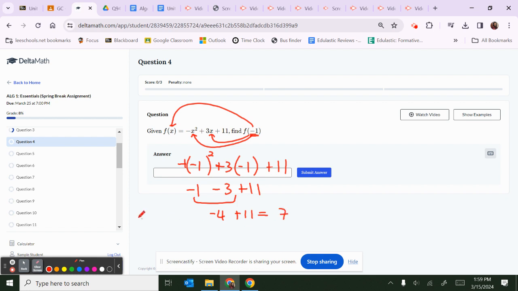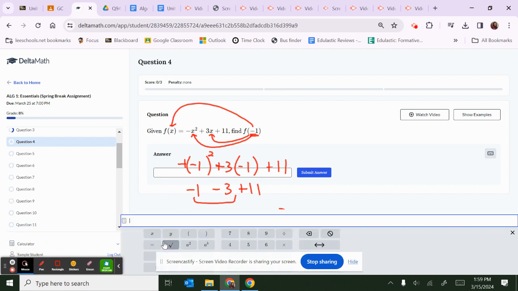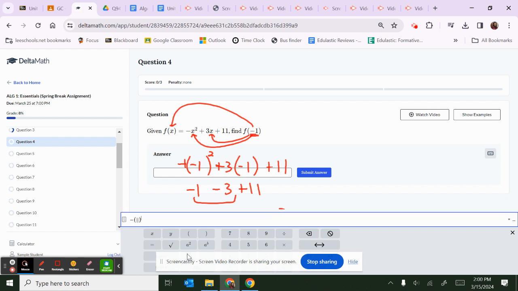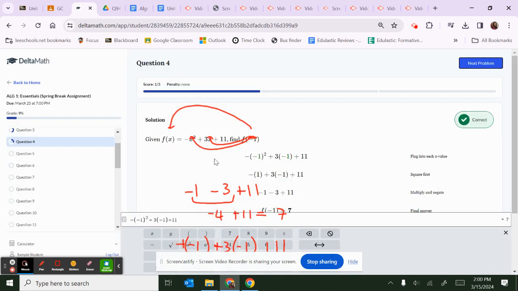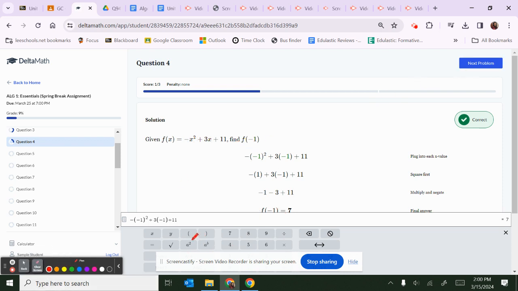But you could have used your calculator to get the same thing. So you could click the calculator right here and retype exactly what you see: negative parentheses squared plus 3 parentheses plus 11, and then plug in -1. And you would get that same 7. So again, guys, that's how you do it. Let's look at another question, guys.